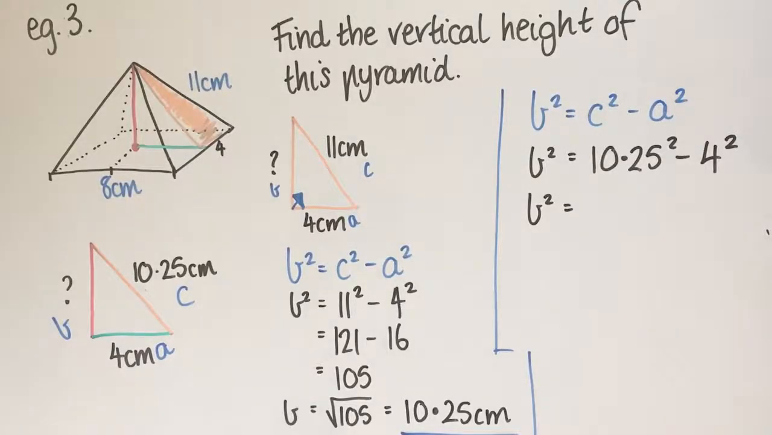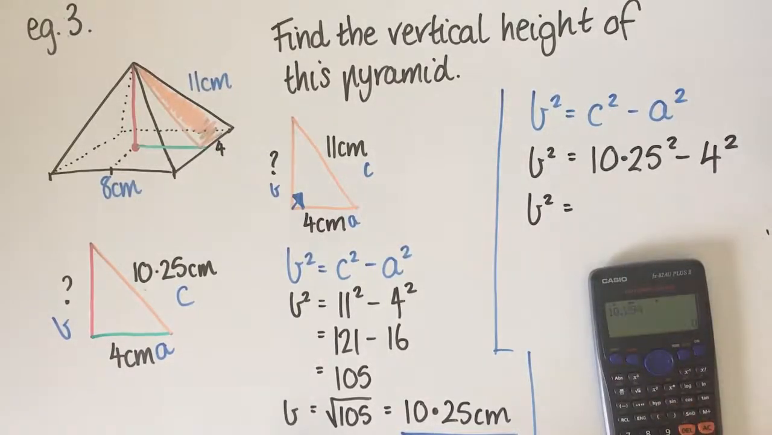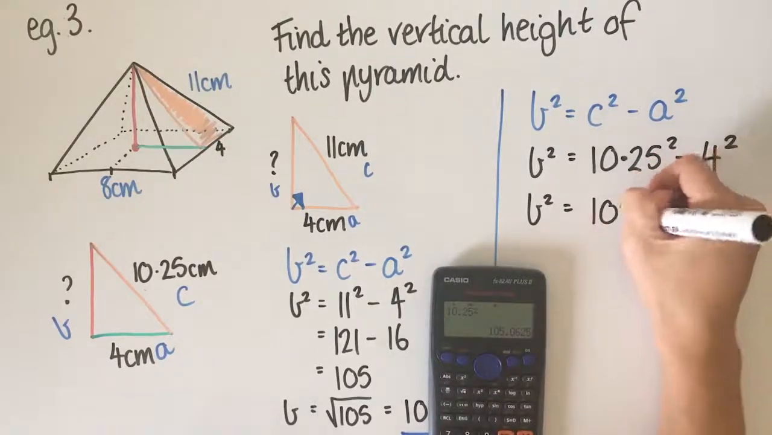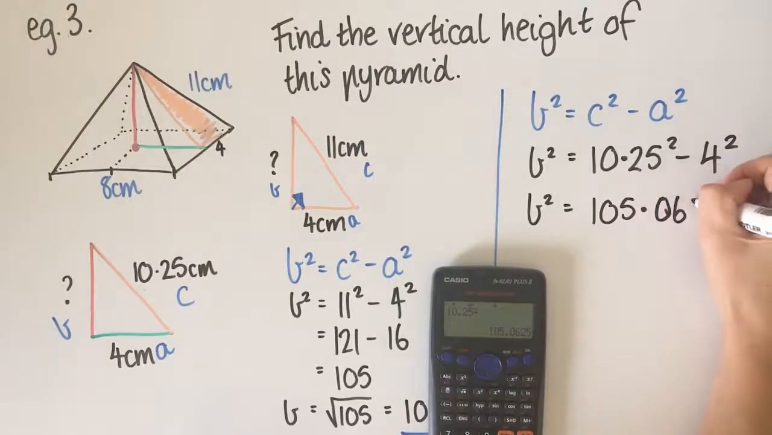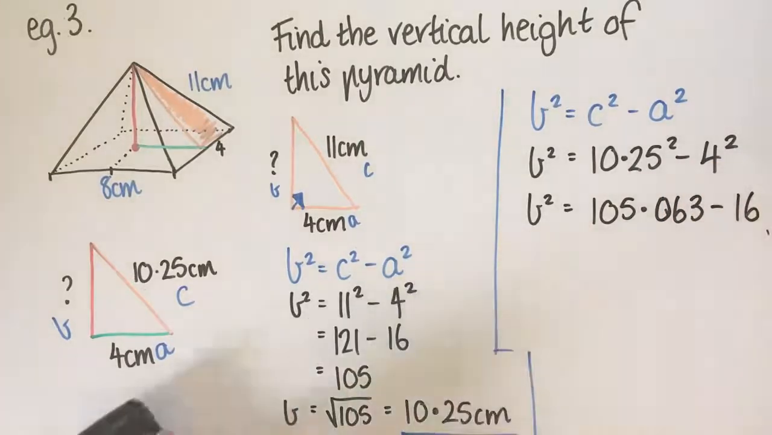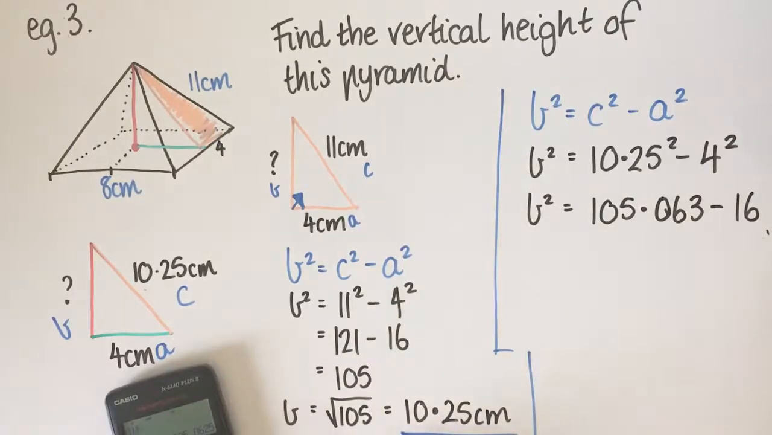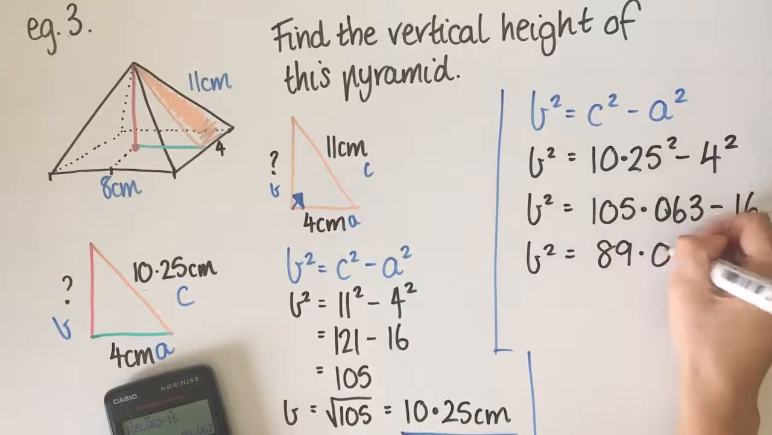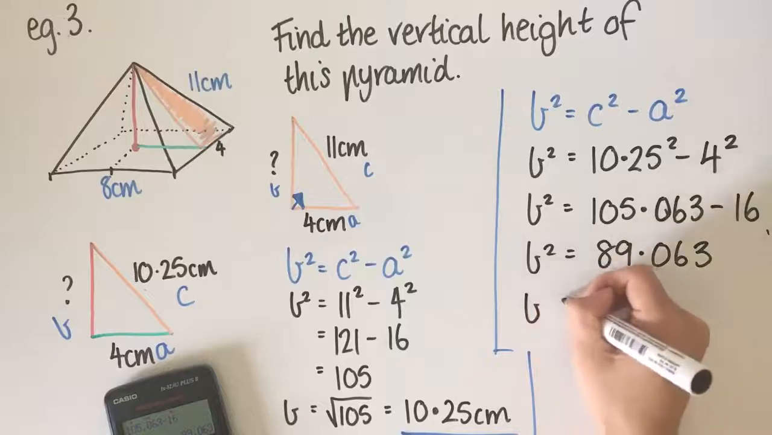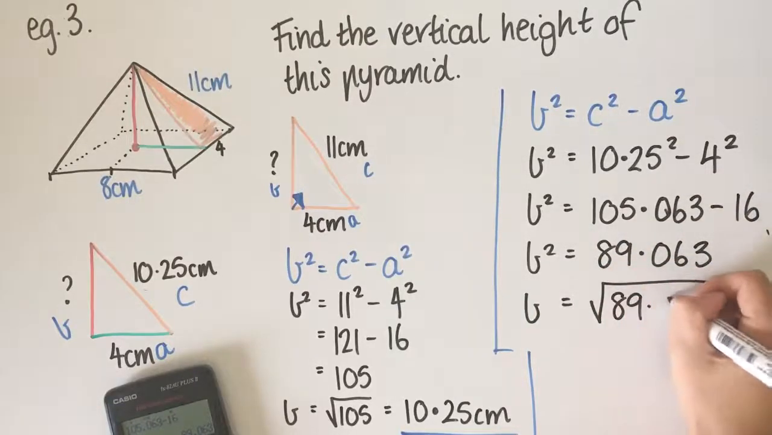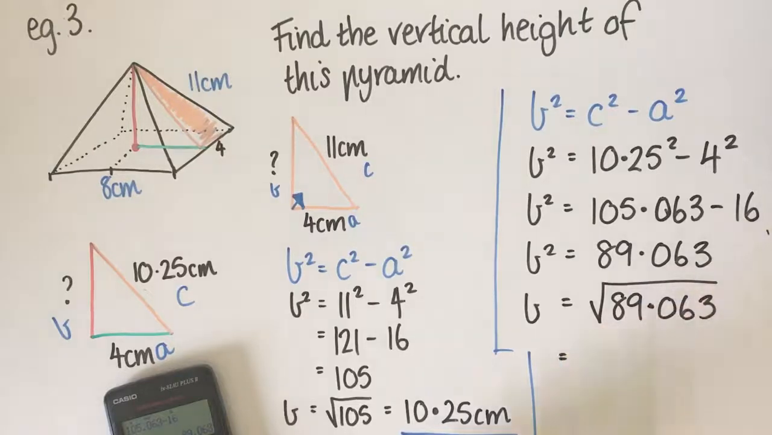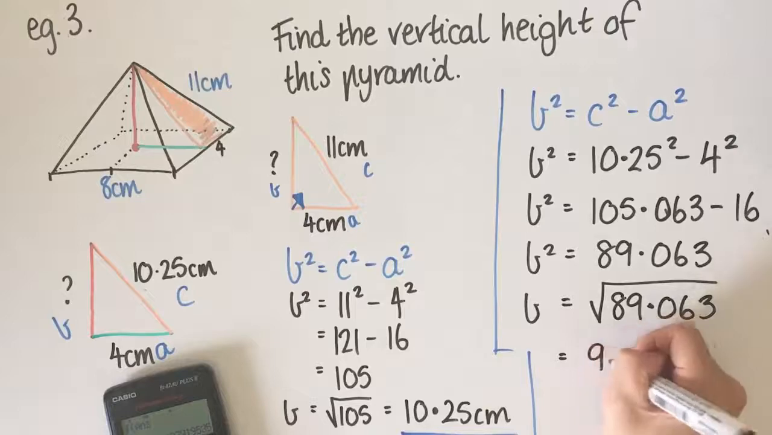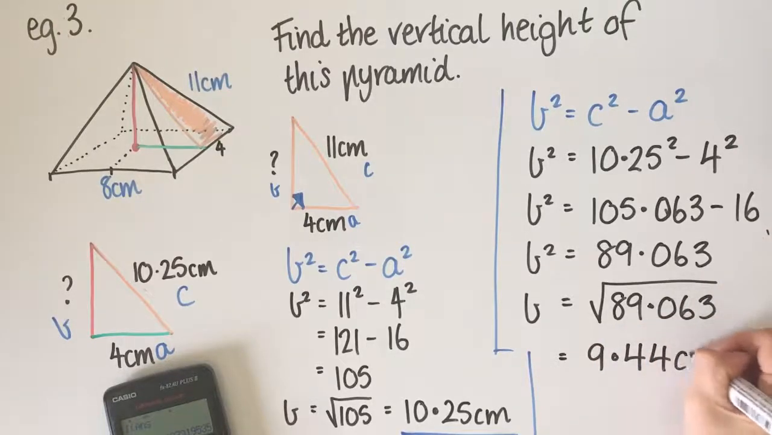So I can do that on the calculator. I've actually got quite a bit of space, so I might do it separately. 10.25 squared is going to be 105.063 minus 16, because I know 4 squared is 16. So I'm going to go 105.063 minus 16, and that's going to give me 89.063. And then to find b, I need to do the square root of this. And the square root of that answer is 9.44 centimeters.